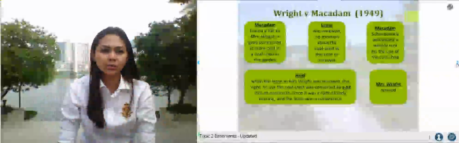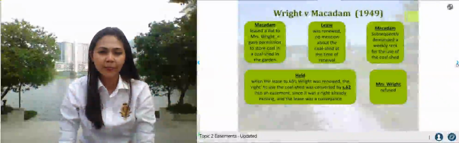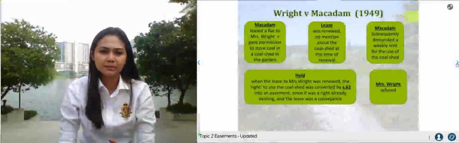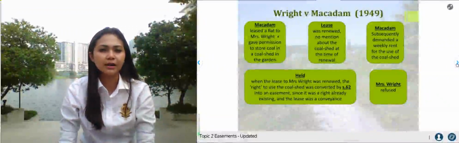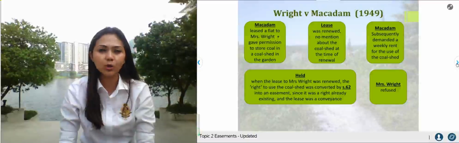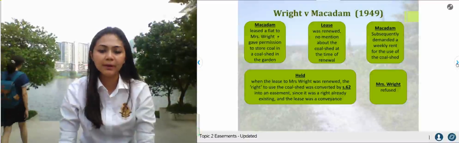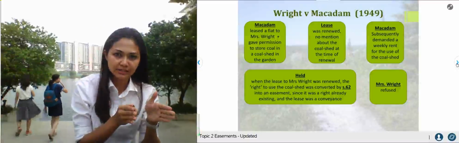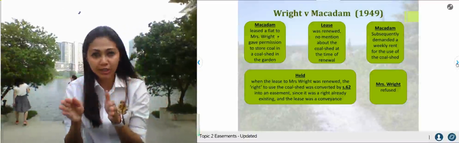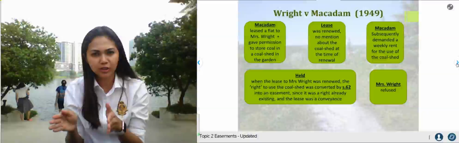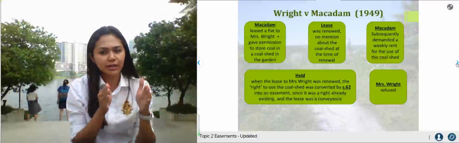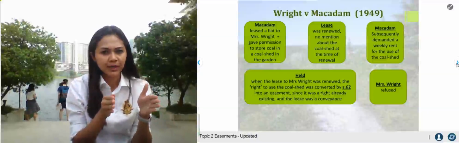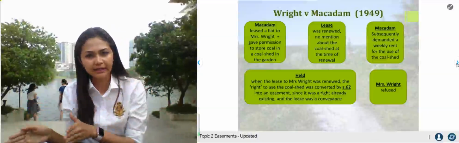So the case that applies section 62 is the case of Wright and Macadam. Just now I mentioned Mrs. Macadam using the garden shed to store her coal. In this case, initially she had a license, but when the lease was renewed, the license to use the garden shed converted to become an easement.